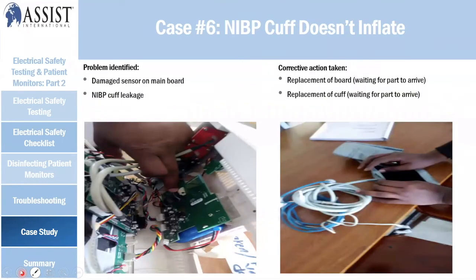Case study number 6, NIBP cuff does not inflate. What they identified is a damaged sensor on the main board and NIBP cuff leakage. So they replaced the NIBP board with the damaged sensor on the main board, and they replaced the cuff with a new one, and eventually they tested and calibrated the device. Now it's working. So it's very straightforward with the NIBP.